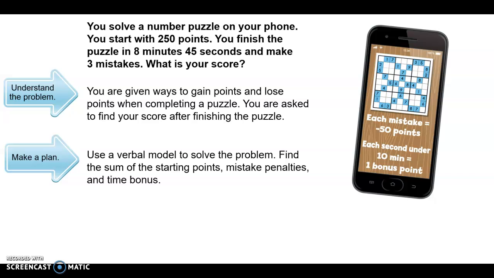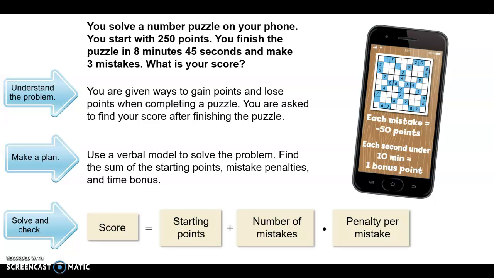Make a plan. Use verbal models to solve the problem. Find the sum of the starting points, mistake penalties, and time bonus. Solve and check. Score equals starting point, plus the number of mistakes times our penalty per mistake, plus our time bonus, which will give us 250 points.